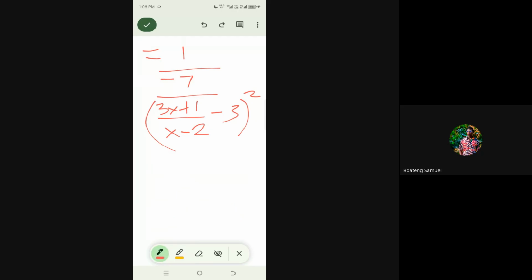It's a bit complex, so let's solve. So this we will have x minus 2, 3x plus 1, x minus 2. This is long. Okay, let me do it with x minus 2. I don't want to confuse anybody.